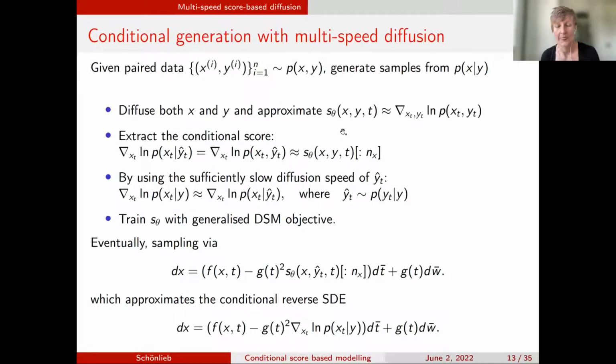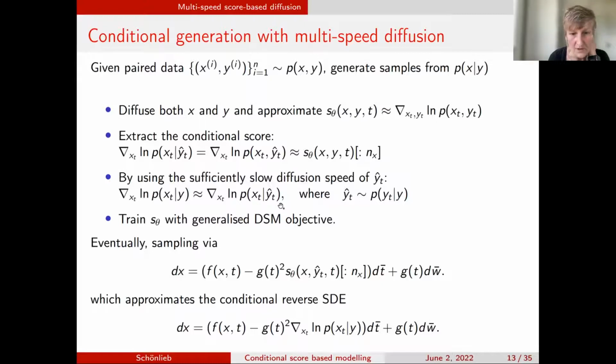Now this, if you have trained it like this, is approximated with the first n_x components of the learned score, because you learned the score for both X_t and Y_t. So just think of them as concatenated vectors. The first n_x components are the ones for the reverse diffusion for X_t. And so this is what we have done.